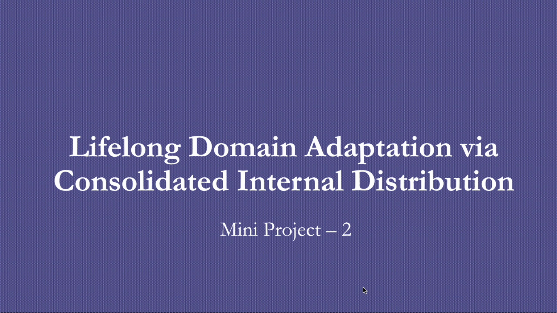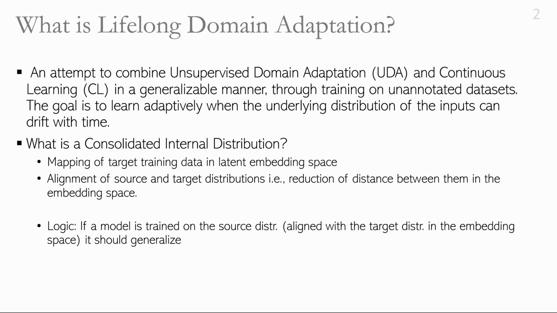Lifelong domain adaptation via consolidated internal distribution. What is lifelong domain adaptation? It's an attempt to combine unsupervised domain adaptation (UDA) and continual learning (CL) in a generalizable manner through training on unannotated datasets. This is because using labeled data limits generalization. The goal is to learn adaptively when the underlying distribution of the inputs can drift with time. So the distributions are not fully distinct, they are similar, but they can shift with time.